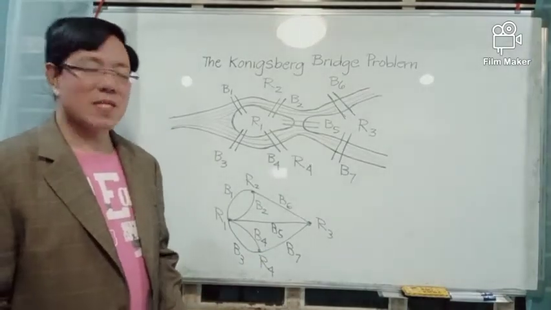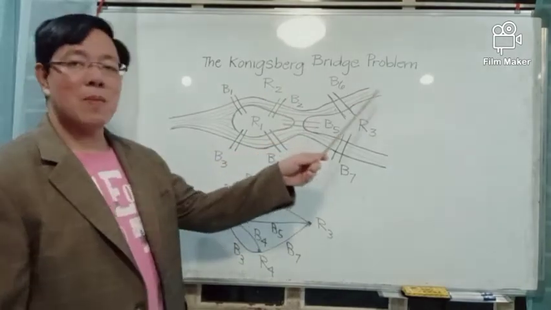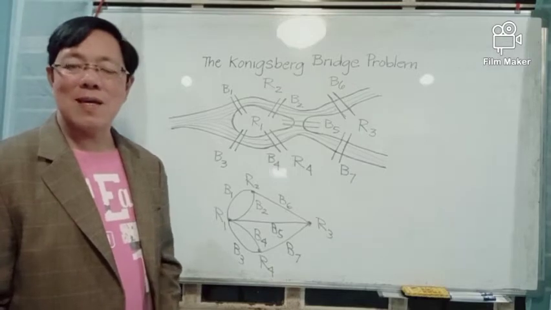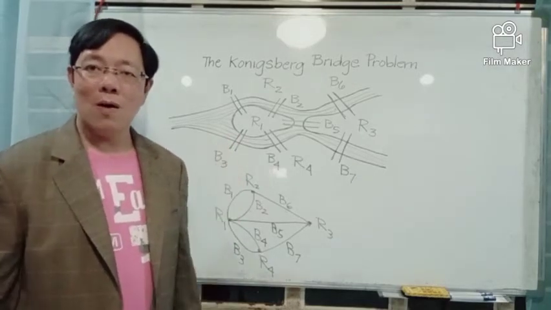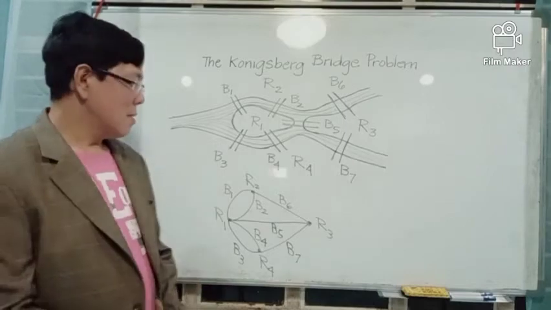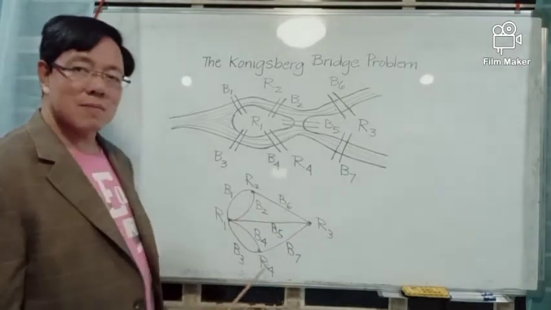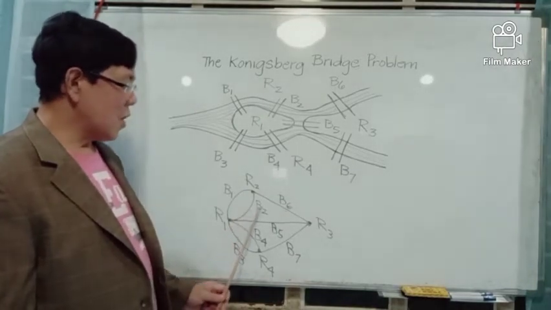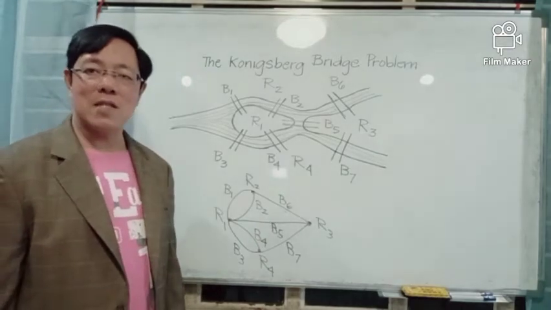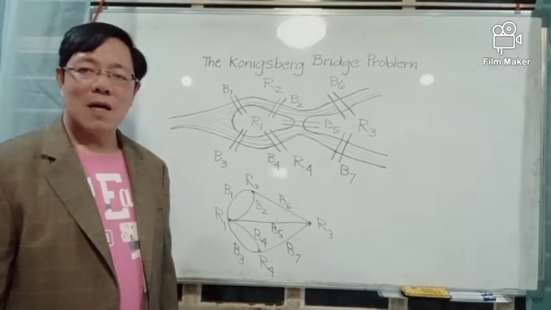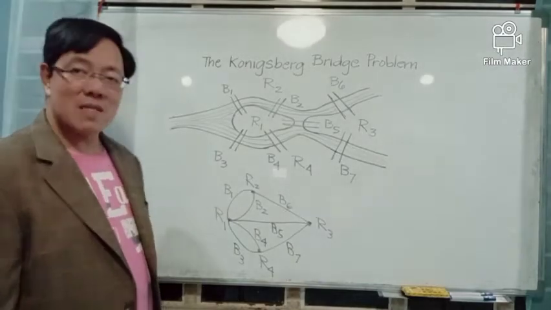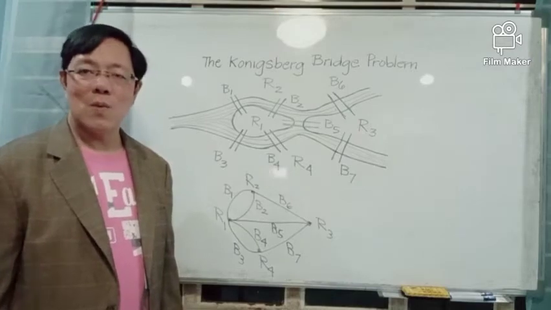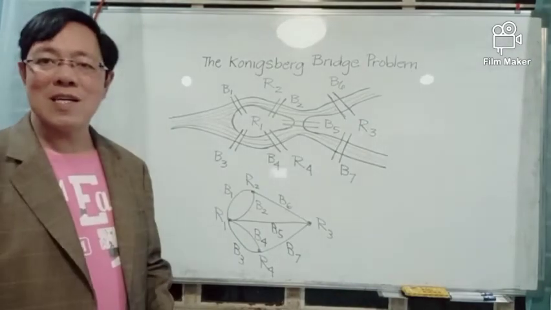So we have translated the Konigsberg bridge problem into a graph. The problem now is to find a closed walk or a closed path that will start from any vertex in this graph and that traverses each of the 7 edges of this graph exactly once, and the path must end at the same vertex. The closed path is what is known as an Eulerian circuit.